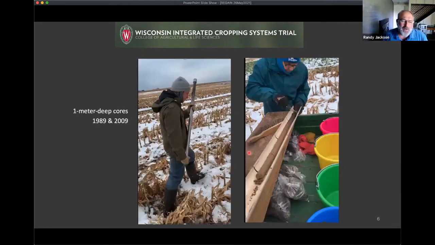One of the cool things about it is it has allowed us to take deep cores. The soils are about a meter deep on top of glacial till. In 1989, they took deep cores and estimated the total amount of carbon across the entire soil profile. Then in 2009, Greg did the same thing for his PhD work. In 2019, we did it again, and we're still processing those cores. I don't have the data to share with you today. Stay tuned. Maybe in 6 months, we'll have the next phase of the story.